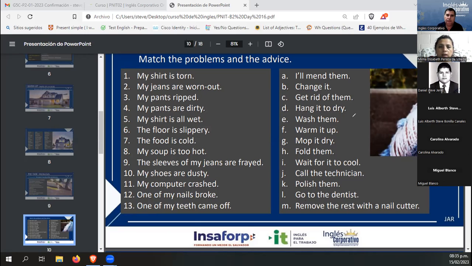Eso lo que vamos a hacer es leerlo, ¿verdad? Repasarlo. Lo vamos a leer y vamos a buscar aquí la solución. Nos vamos a unir, digamos. Okay. In the instruction, it says match the problems and the advice.